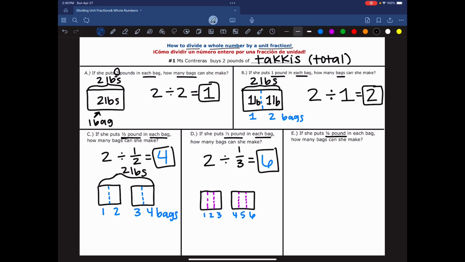Now I'm putting 1/4 pound in each bag. 2 pounds is being divided by 1/4. Fraction area models can be shown using other polygons. After drawing the total amount as circles, I'm going to partition my circles into fourths. Make sure that you have equal-sized pieces. Last, I count the fourths. There are 8 sections or bags, which means 2 divided by 1/4 equals 8.